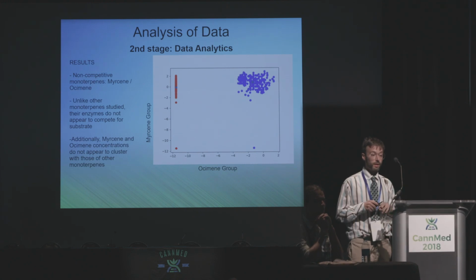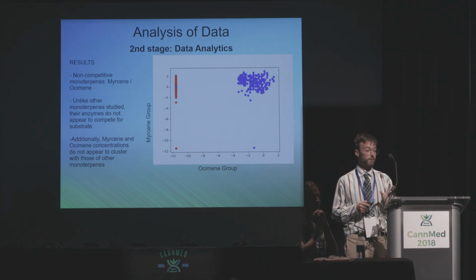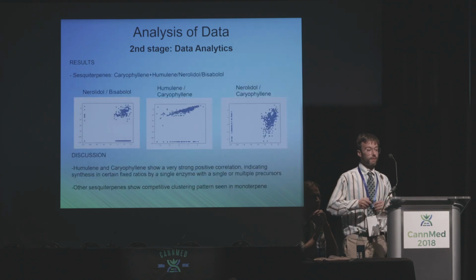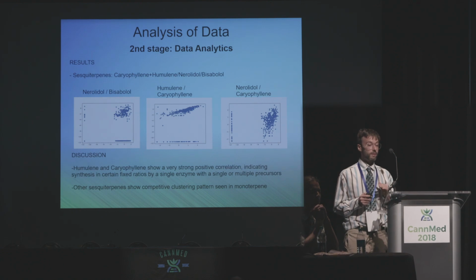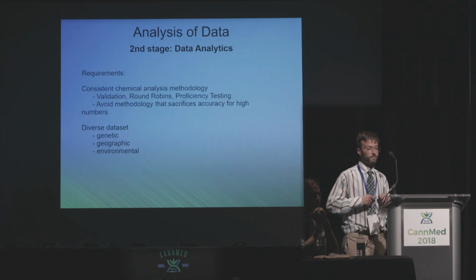Here we have the myrcene ocimene, so there's a group that produces myrcene alone, and a group that produces myrcene and ocimene together. And here the sesquiterpenes, caryophyllene and humulene, occur in a very tight correlation with about a 1:3 ratio. The others, not so much.